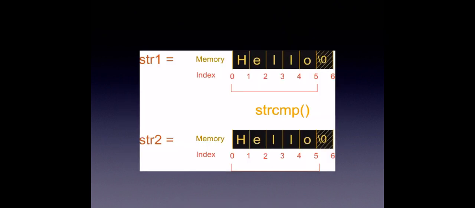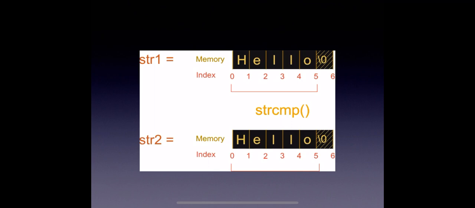In this example, string 1 holds hello, which has 6 characters including the terminal character. The second string also has the same characters. So when the user uses strcmp of string 1 and string 2, it returns an integer value 0.